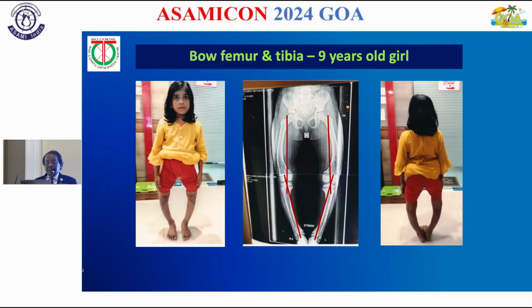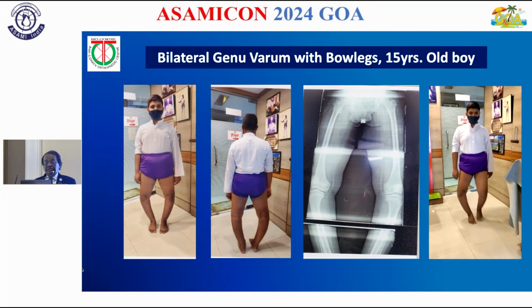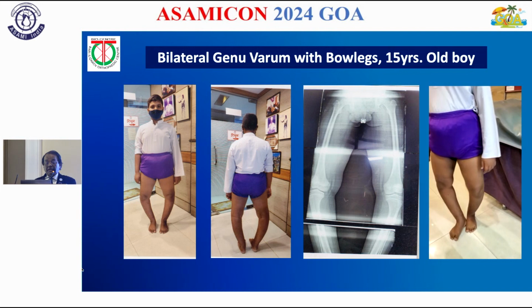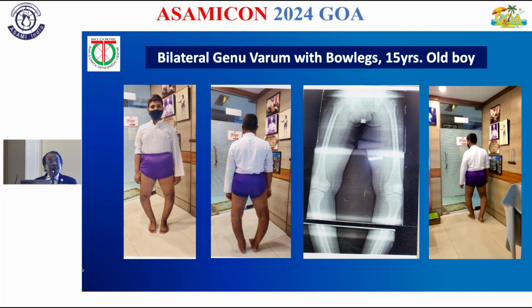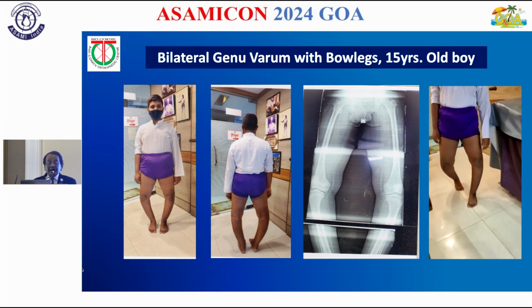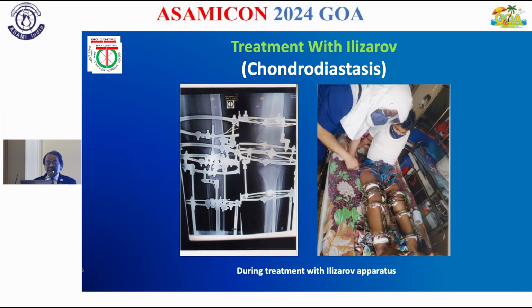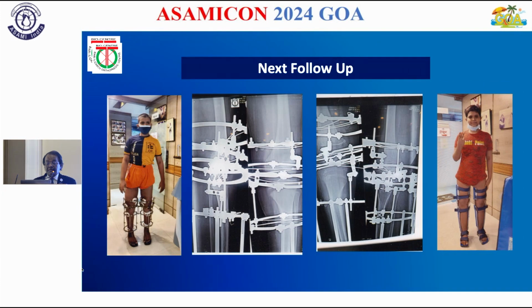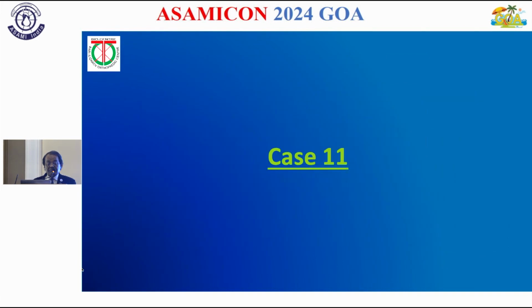Again, this is bowing of the femur and tibia. And this is another case you can see here. I have done chondrodiastasis here at the age of 15. I took it as a challenge. I did not do any kind of osteotomy here, only separation of the epiphysis from the metaphysis. As a result, you can see the good outcome after only 6 months.